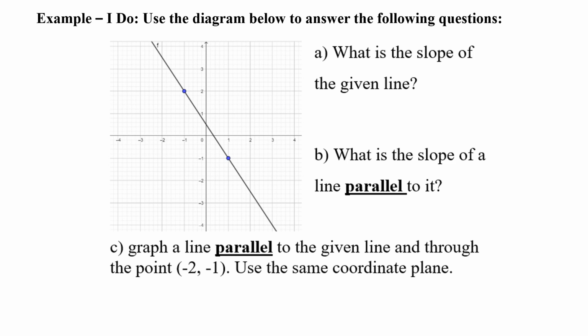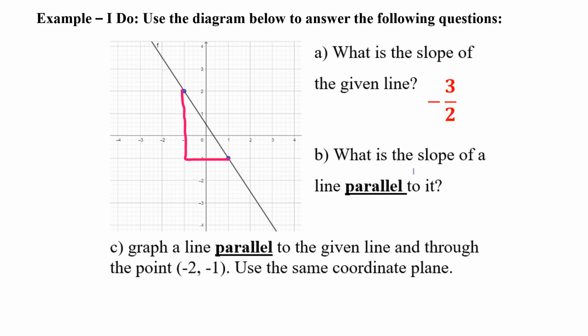So step 1, it says, question A, what is the slope of the given line? Well, we do just like we did. We draw our little rectangle, we count. I went down 3 over 2. So my slope of the given line is -3 over 2.